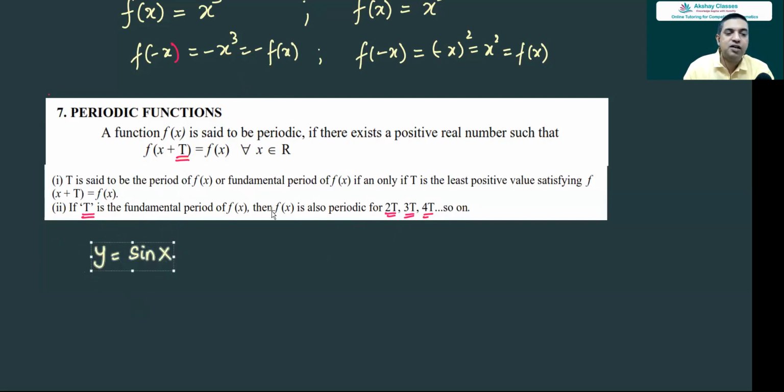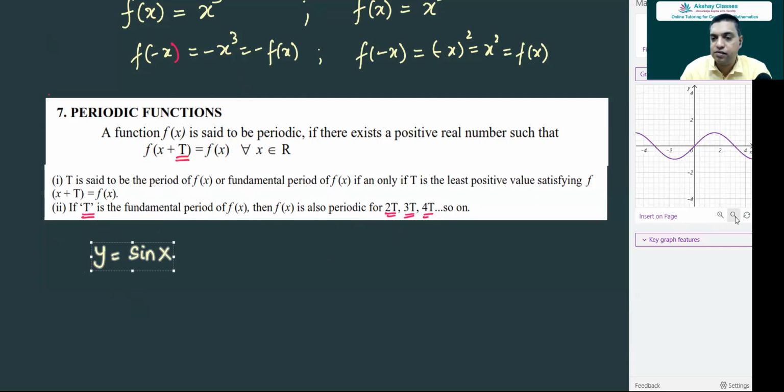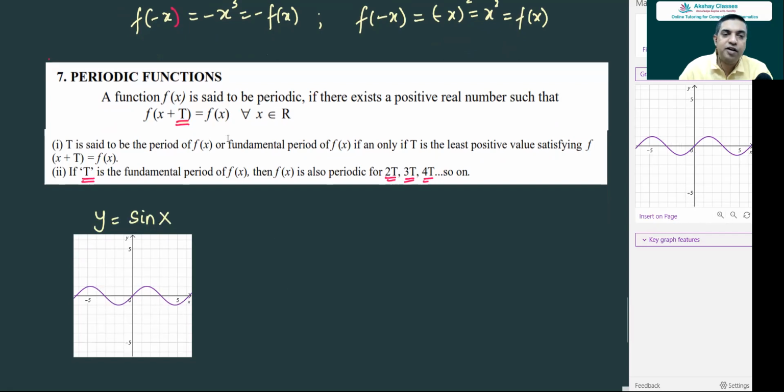Trigonometric functions are periodic. Sin x, cos x, I'll take tan x.